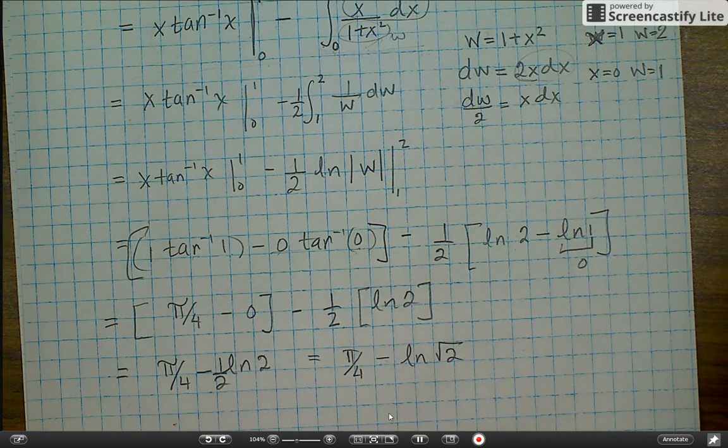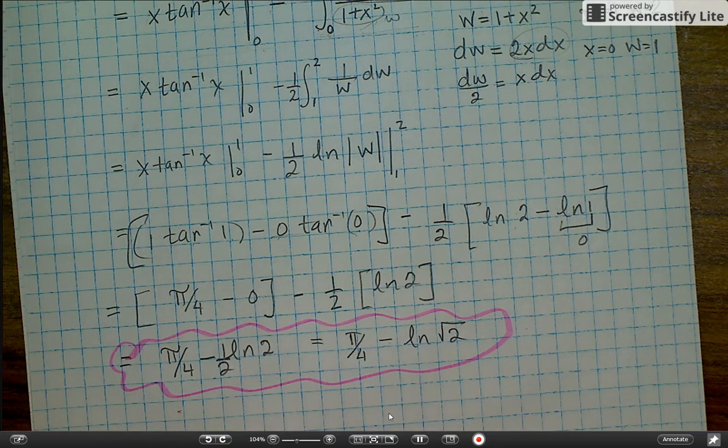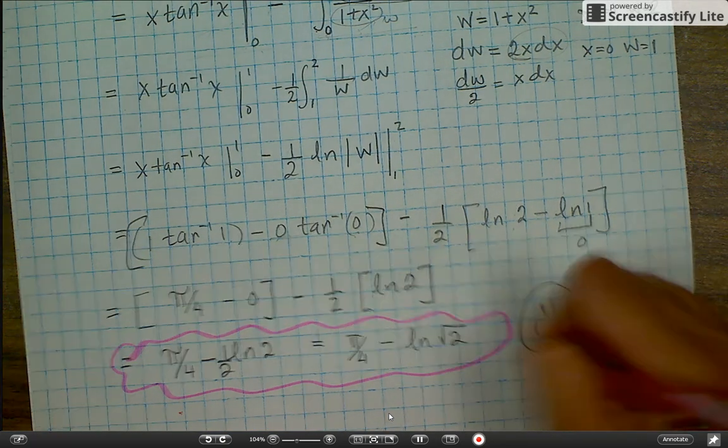And then highlight. And that's the end. Happy days.